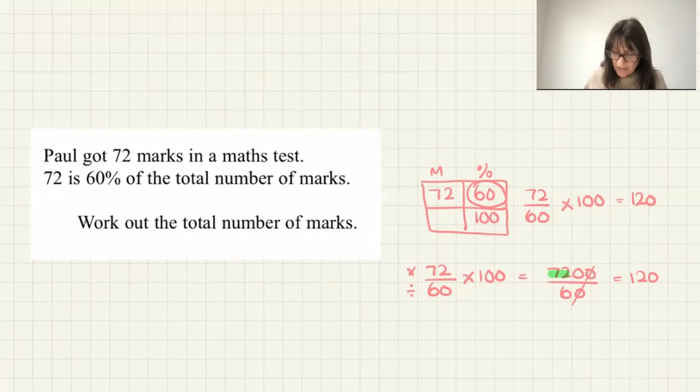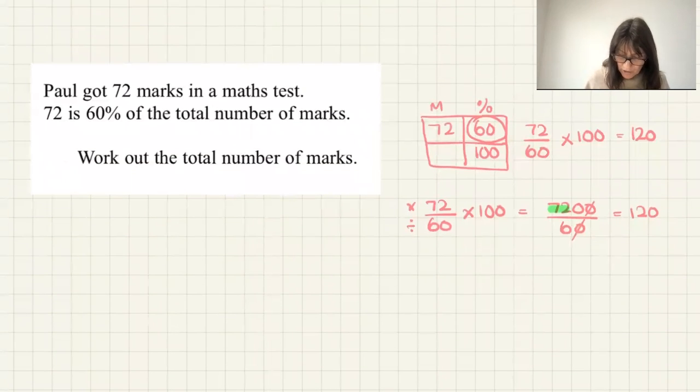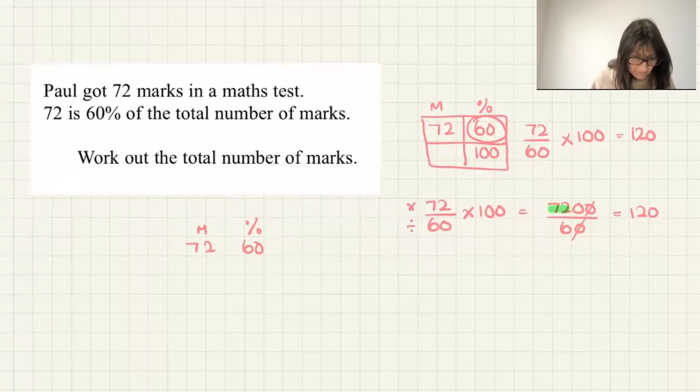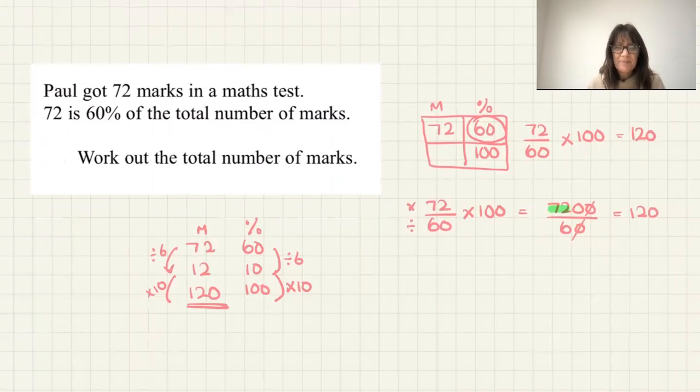An alternative way, just in case you would like to see a different way, you'd be setting it up the same. I think I'll do it over here. You've got 72 marks, and that's worth 60%. So you could be thinking, okay, I'm going to get this down to 10% by dividing by 6. And I must do the same on this side, which will get me to the 12. And then I'll times it by 10 to get to the 100%, times it by 10 to get to the answer, 120 marks. Okay, so a couple of different ideas there for answering that.